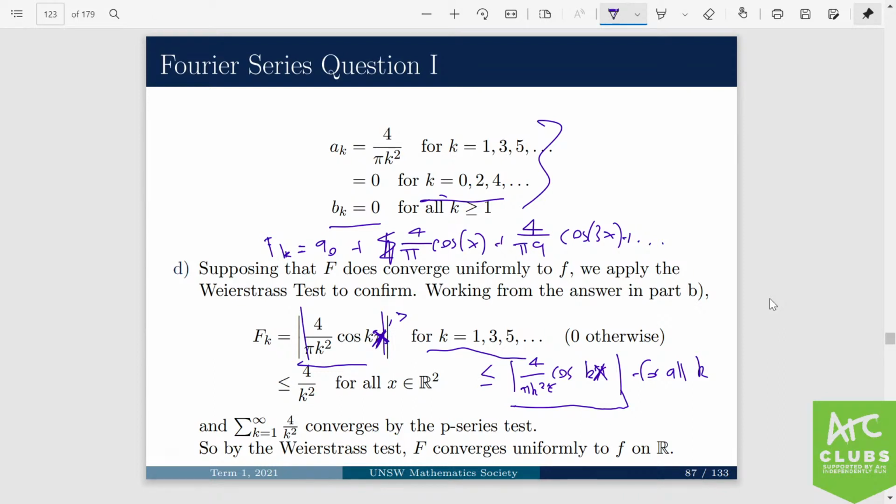Oh, and also took out the pi here because the pi also decreases the value. So 4 over k squared, we can use that as the upper bound. And if you remember from first year, using the P series test, this sum 4 over k squared, since our p value is 2, which is greater than 1, this sum will converge. And so by the Weierstrass test, because we have a ck, which is just 4 over k squared, which is an upper bound for our fk's, then our Fourier series will converge uniformly to f.